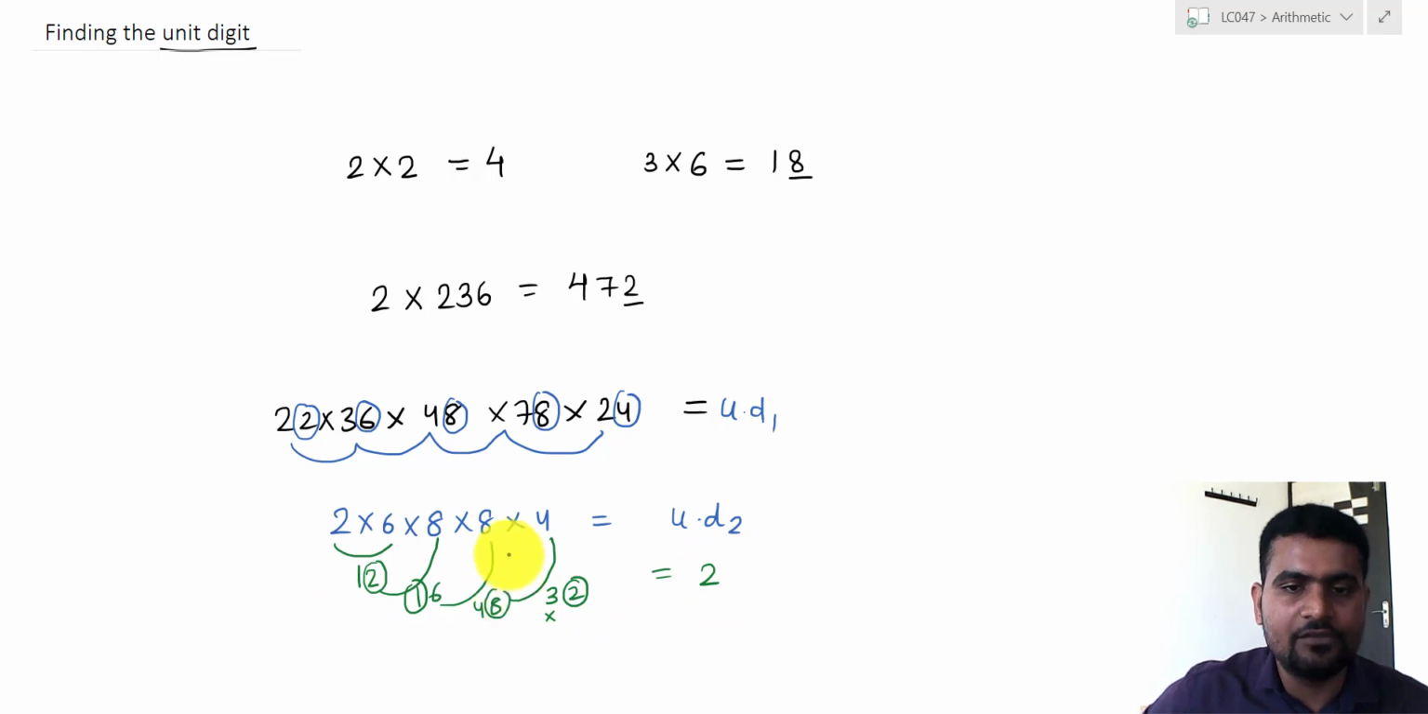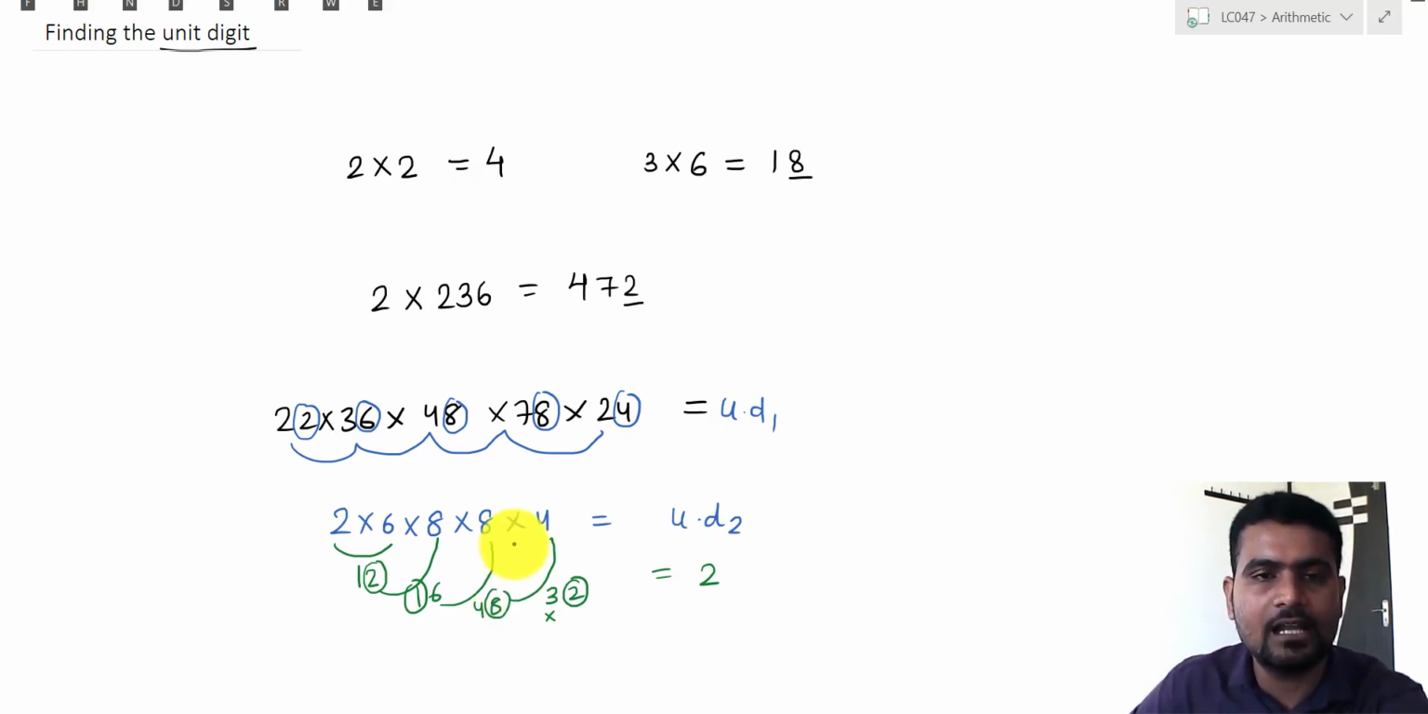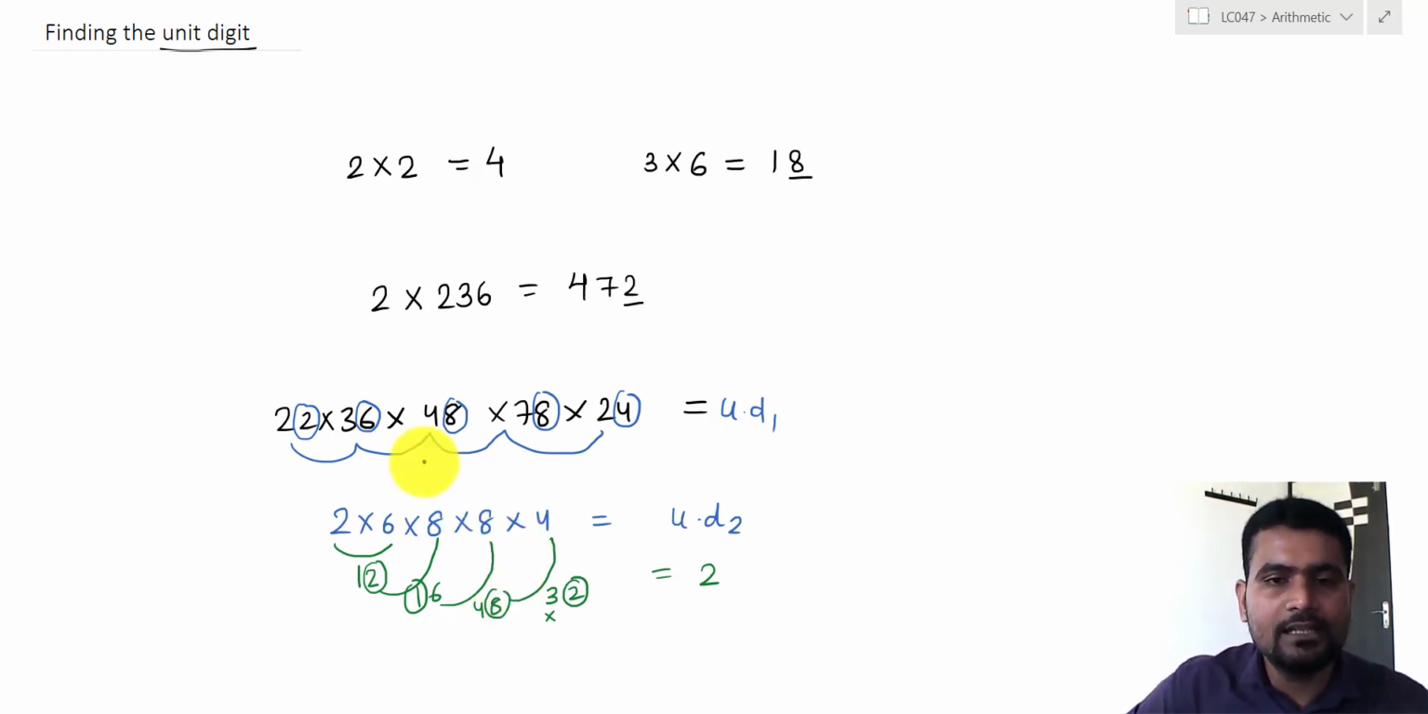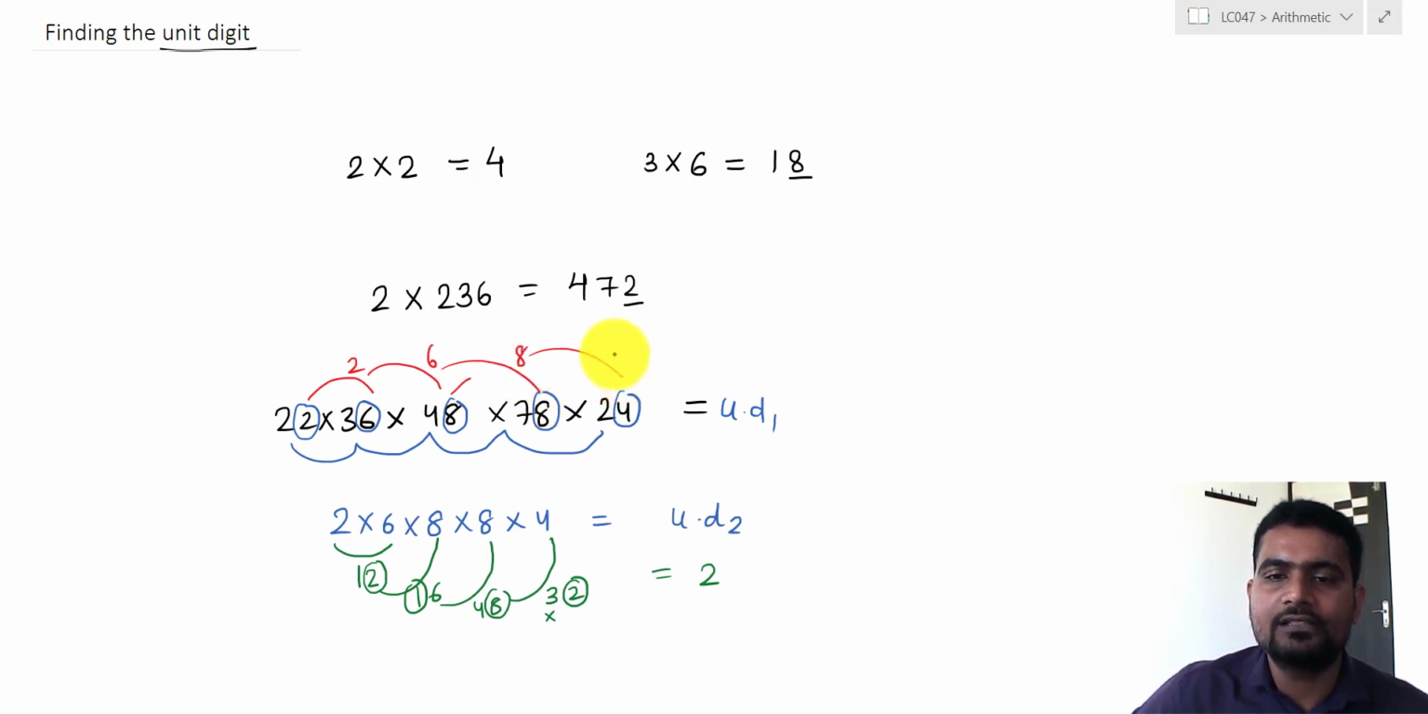This is the process. If you want to do it a little faster, you can do it in this way. 2 6s are 12, 2. 2 8s are 16, 6. 6 8s are 48, 8. 8 4s are 32, 2. And then the answer will be 2.